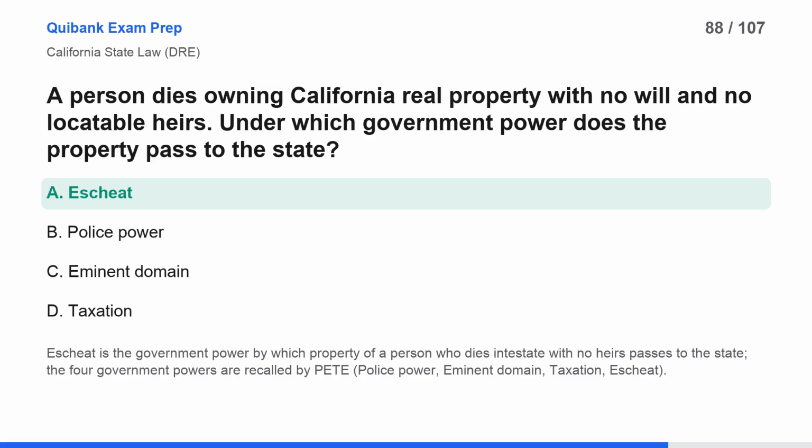The answer is A. Escheat. Escheat is the government power by which property of a person who dies intestate with no heirs passes to the state. The four government powers are recalled by PETE: police power, eminent domain, taxation, escheat.